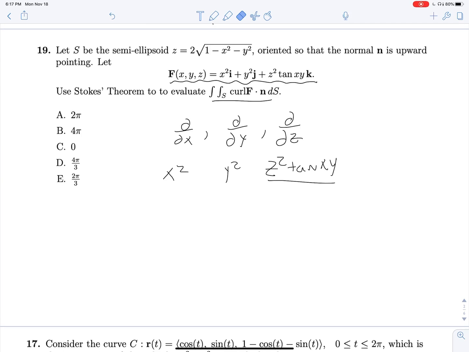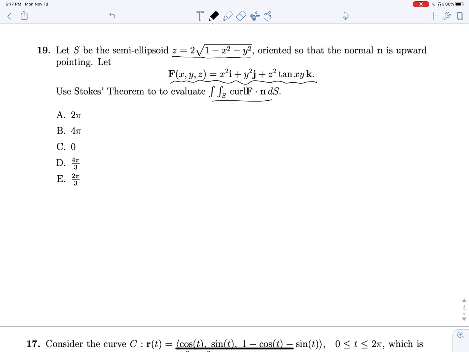It's overall going to be absolutely terrible if we try to go down that route, and so we need to do something else. So instead, we can note that this semi-ellipsoid is in the form z equals, which is always nice because that will let us find our normal vector quite easily. And let's just do that to start off with.